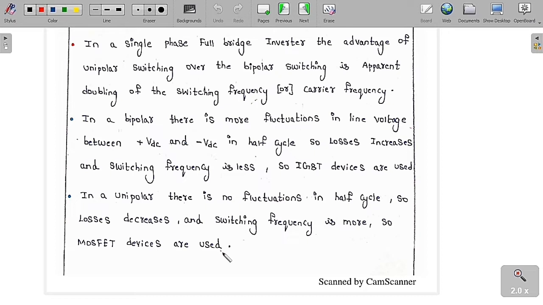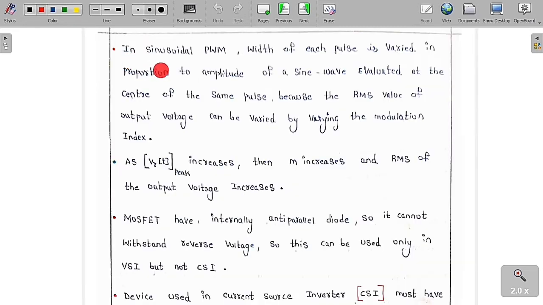So MOSFET devices are used in the unipolar and IGBT devices are used in the bipolar. In sinusoidal PWM, the width of each pulse is varied in proportion to the amplitude of the sine wave evaluated at the center of the same pulse, because the RMS value of the output voltage can be varied by varying the modulation index.